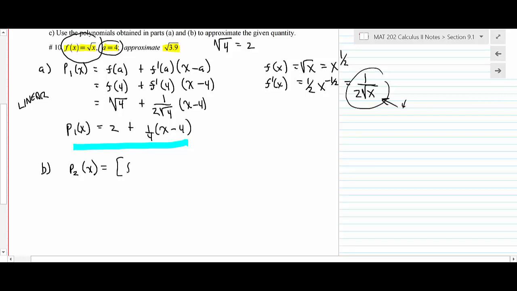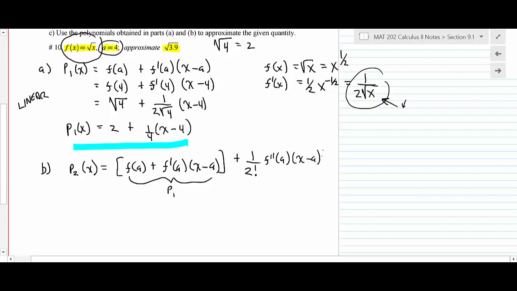You have f of a, and you're going to use the linear approximation like that. That right there is P1, and we've already got P1. P1 is 2 plus 1/4 (x minus 4). Then what you do is add on this quadratic term, which goes like this. You say 1 over 2 factorial, then the second derivative at a, and then (x minus a) squared like that.